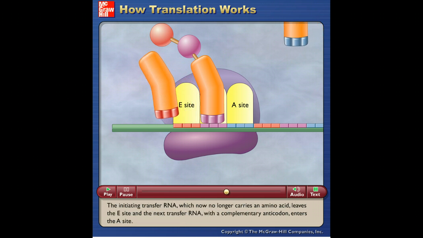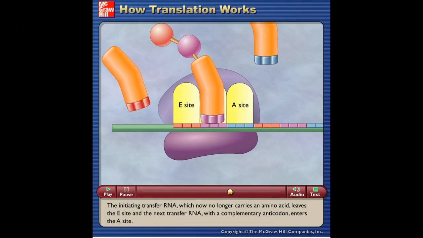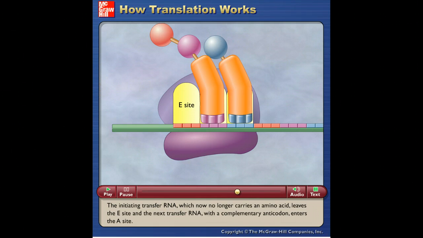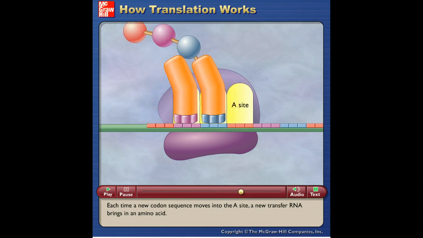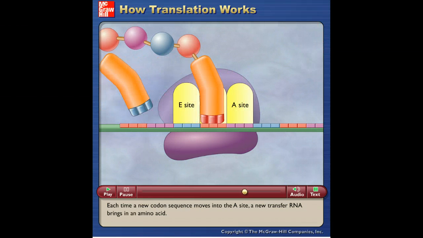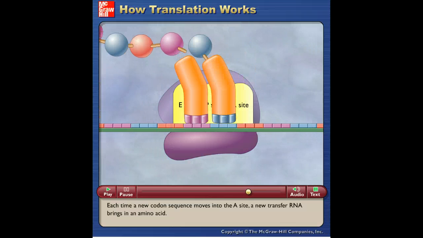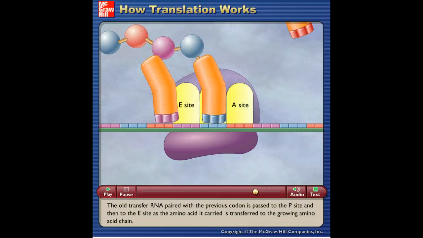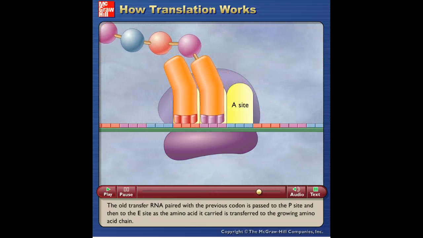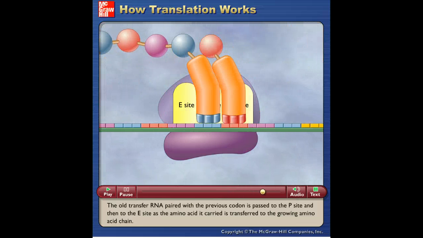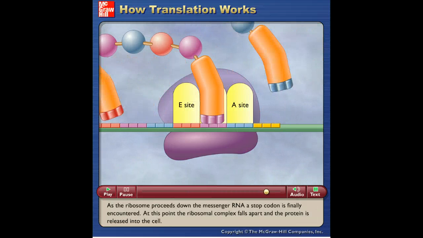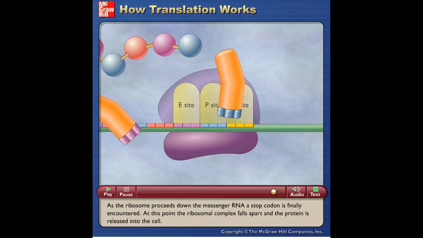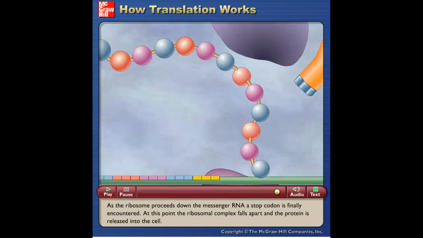The initiating transfer RNA, which now no longer carries an amino acid, leaves the E site, and the next transfer RNA with a complementary anticodon enters the A site. Each time a new codon sequence moves into the A site, a new transfer RNA brings in an amino acid. The old transfer RNA, paired with the previous codon, is passed to the P site and then to the E site, as the amino acid it carried is transferred to the growing amino acid chain. As the ribosome proceeds down the messenger RNA, a stop codon is finally encountered. At this point, the ribosomal complex falls apart and the protein is released into the cell.